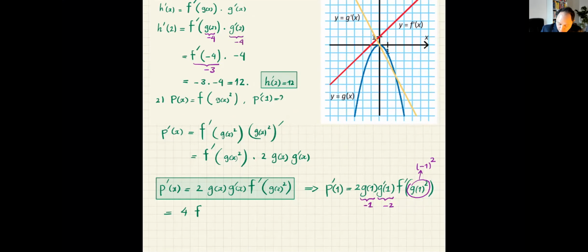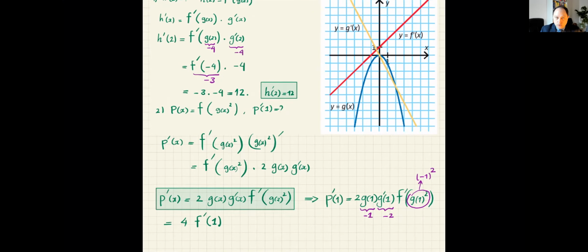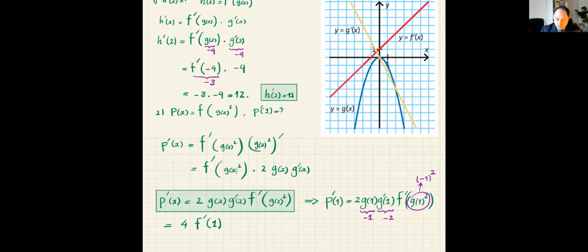And then I have f prime of 1. But again, to answer the last part, I need to refer to the graph of the f prime function, which is this red line, and I have to calculate f prime at 1. So this is 1. If I go and find the intersection, it is 2. So f prime of 1 is 2. And the answer becomes 4 times 2, which is 8. And the final answer to this problem is p prime of 1 is 8.